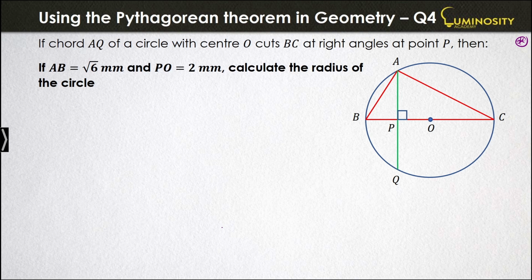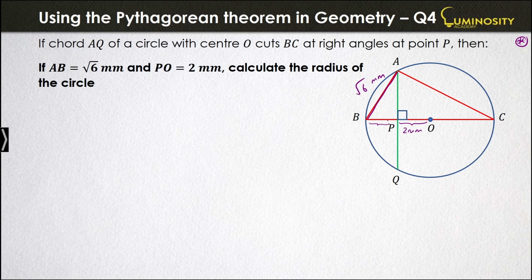Next, they tell us if AB, so this side length here, is square root 6 millimeters long, and PO, this length here, is 2 millimeters long, calculate the radius of the circle. Okay, so essentially if we knew what this length was here, we could essentially add it together to 2 millimeters, and that could help us, right? So let's go ahead and note something.